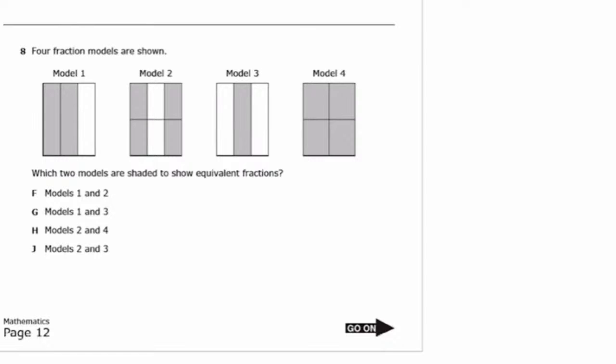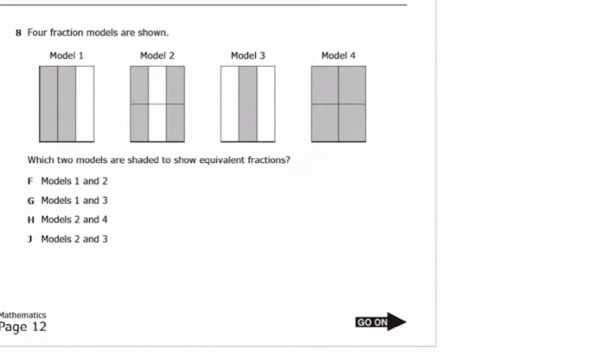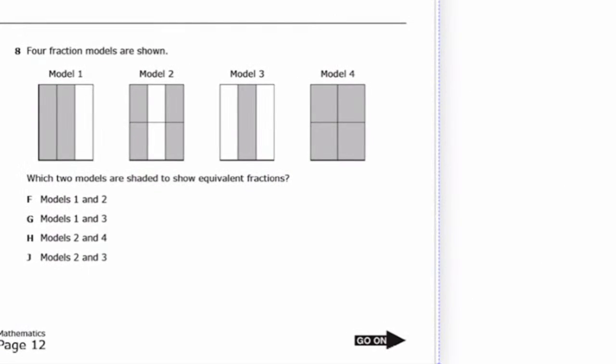4 fraction models are shown. Which models are shaded to show equivalent fractions? Now, here I will be showing a way that you can get equivalent fractions taking any 2 fractions, and how to simplify fractions pretty much. So for model 1, you can tell that there are 2 parts out of 3 total parts. So the whole would be 3. The whole here.